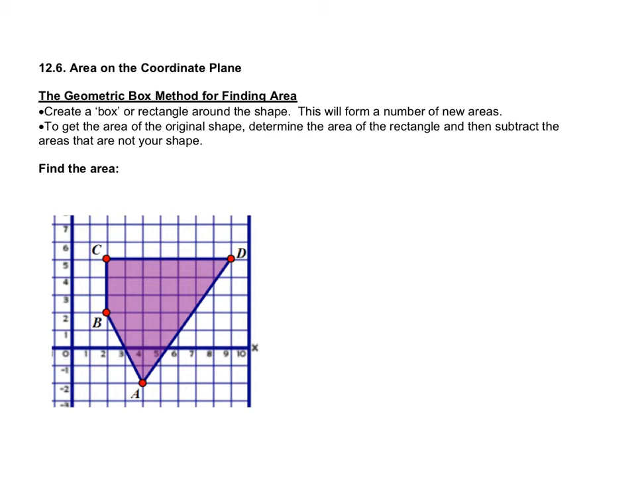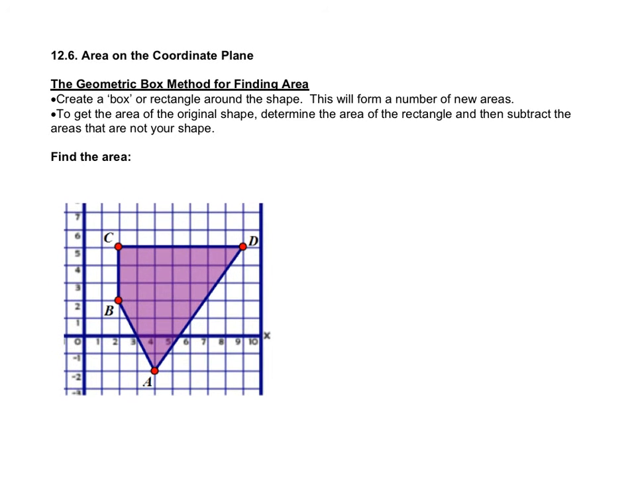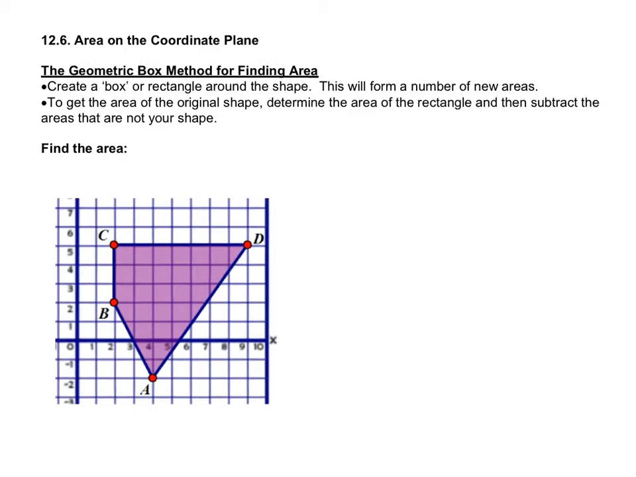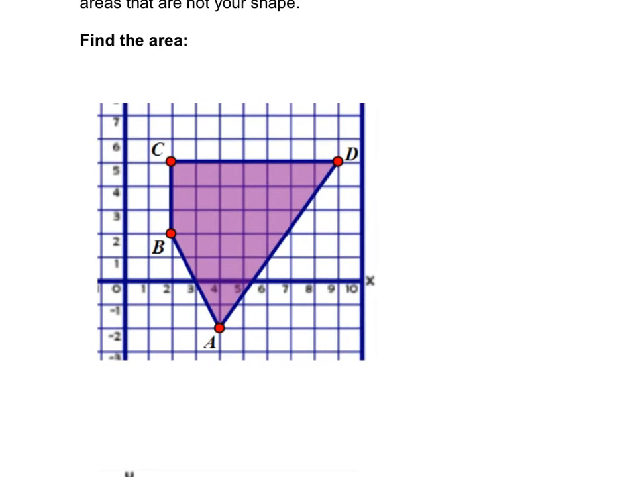You're going to create a box or a rectangle around the shape, and this will form a number of new areas. To get the area of the original shape, you determine the area of this rectangle and then subtract the areas that are not your shape. So let's do question number 1.